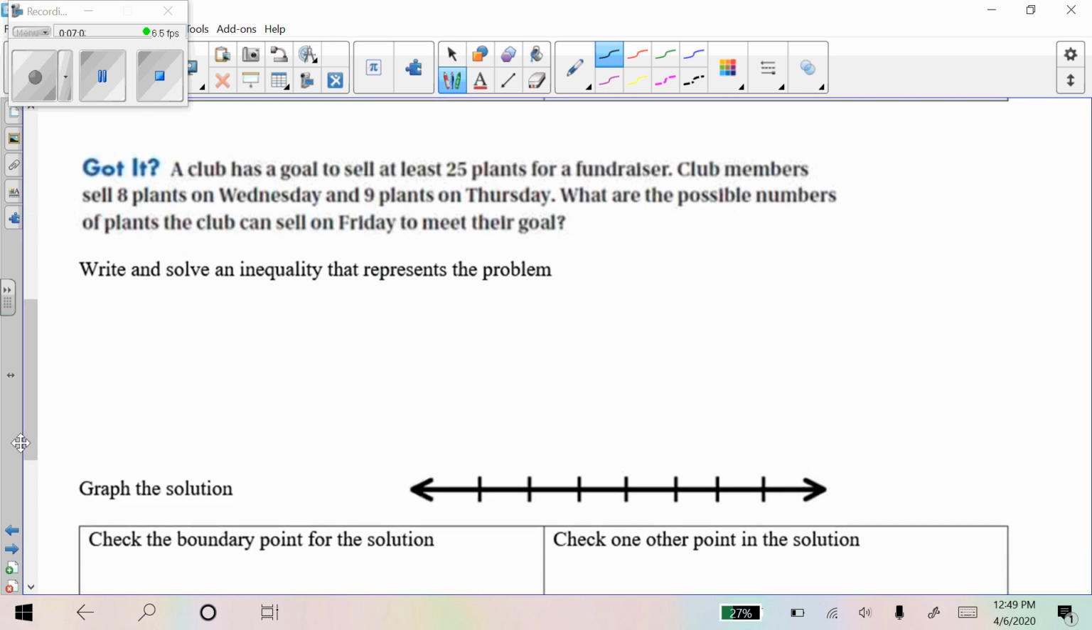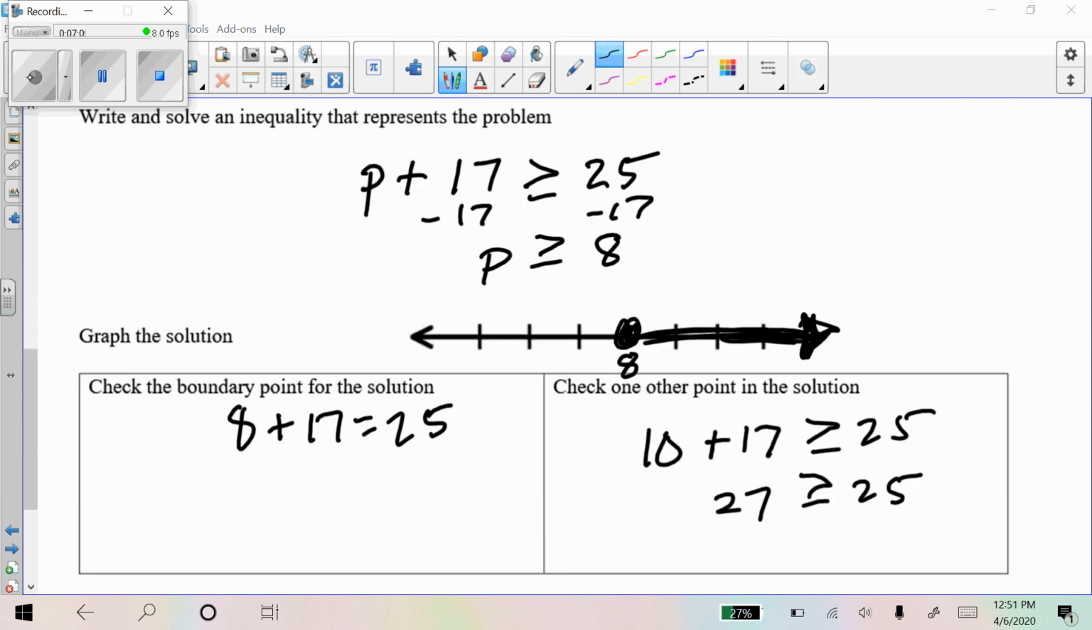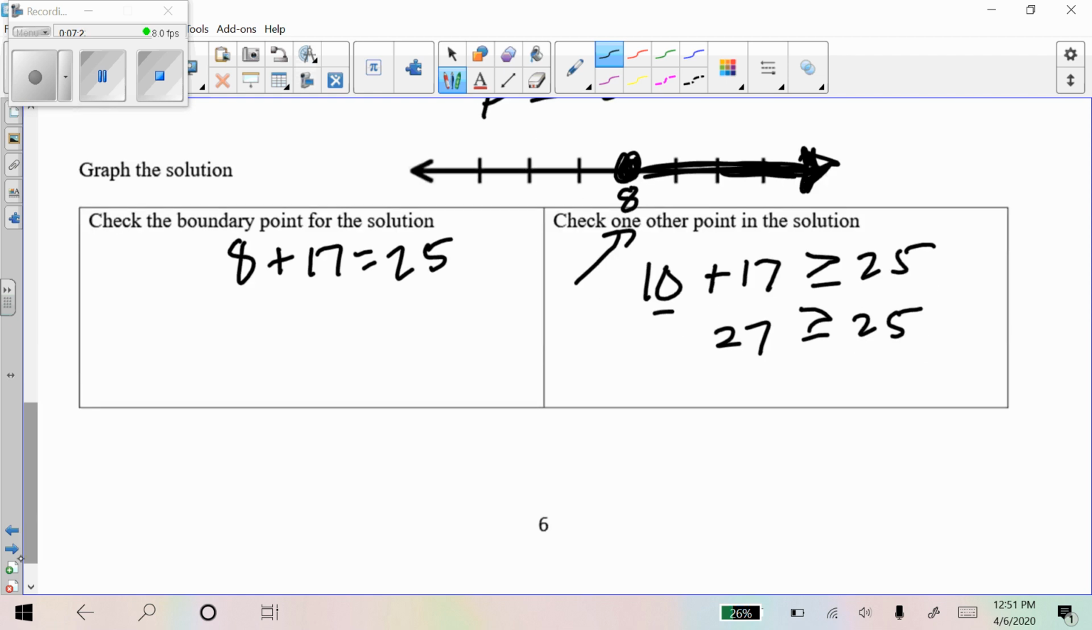Go ahead, you see if you can come up with an inequality to represent this problem, and you can check back and see if you got it right. Your answer should look something like that. Now, of course, when you check one other point in the solution, you could pick any point you want. I chose 10 because 10 is greater than 8, but whatever you pick is fine.